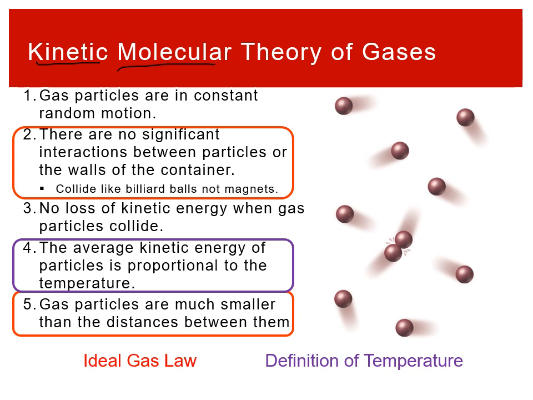I just showed photos of gas particles in constant random motion, or GIFs, right when we started this chapter. And then that third point, that there's no loss of kinetic energy when gas particles collide, that's related to number 2, that basically there are no significant interactions. The idea is when they hit each other, they just bounce right off. They don't slow down. They just keep going.